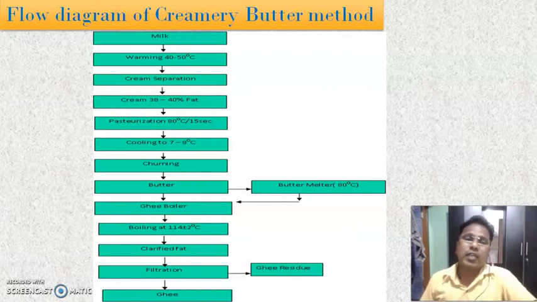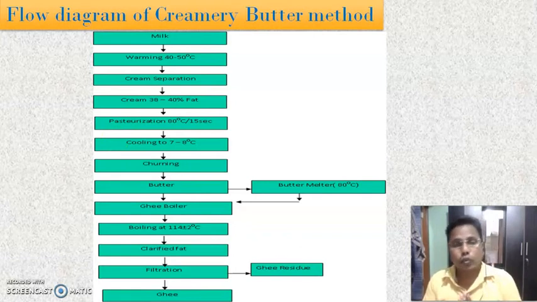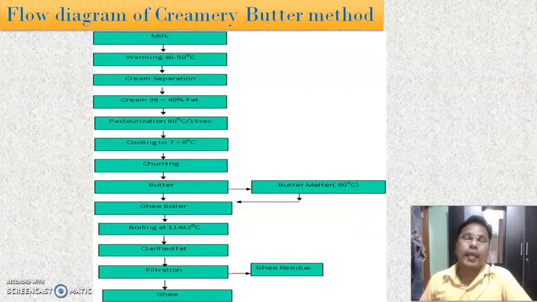And after the standardization process is over, the next step is pasteurization. The main aim behind pasteurization is to kill the microorganisms. So for this purpose, the cream is heated to 80 degrees Celsius for 15 seconds, and then it is cooled to 7 to 8 degrees Celsius. After the cooling process, the next step is churning. For efficient churning, generally the cream is brought to room temperature.